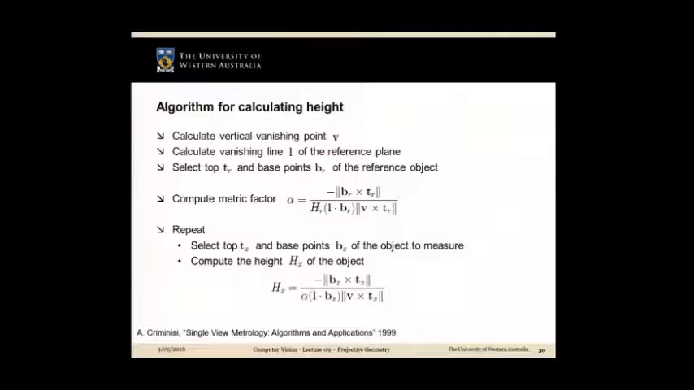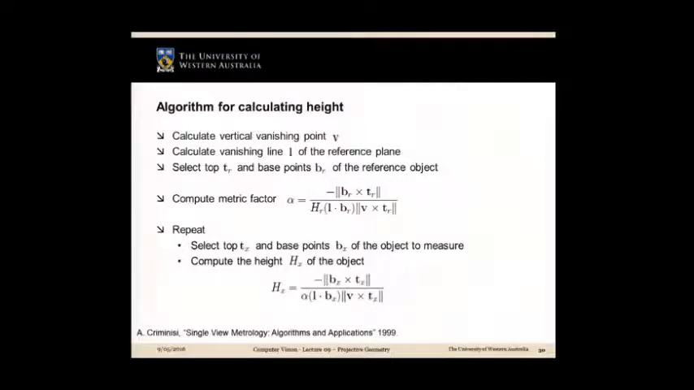Now, as for his algorithm, Criminisi did all his PhD on this particular topic, and if you're interested, you can read his paper. It's Single View Metrology, algorithms and applications. I have provided the link for this lecture in this week's What Do You Need to Know. If you go to that material, you will find that link, okay? He has explained all this height calculation in his paper, and it's pretty easy to understand.